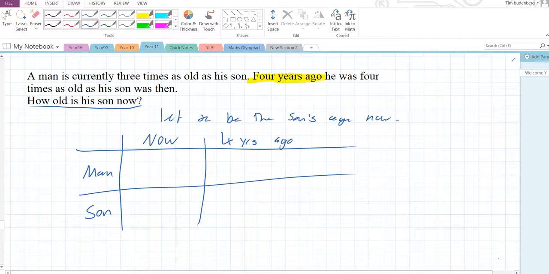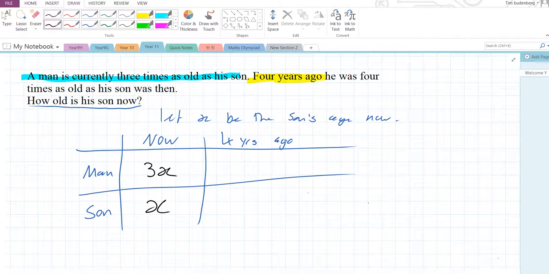Now what we've said is, let the son's age now be X. So we put the son's age in there as X. And if a man is currently 3 times as old as his son, which it says in the first line, and the son's age is currently X, then the man must now be 3X years old.